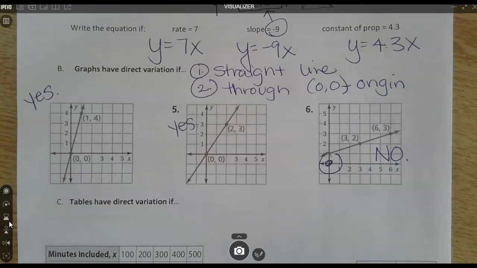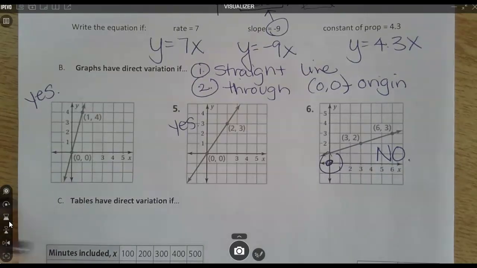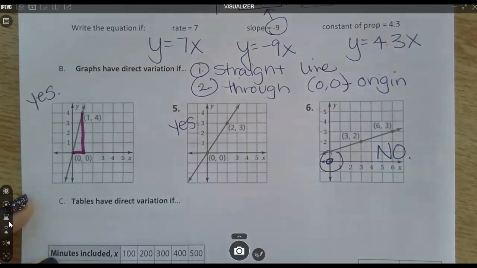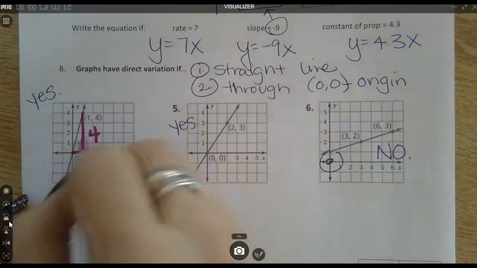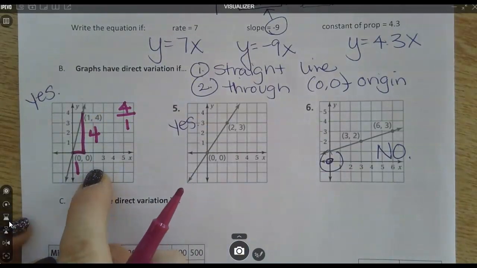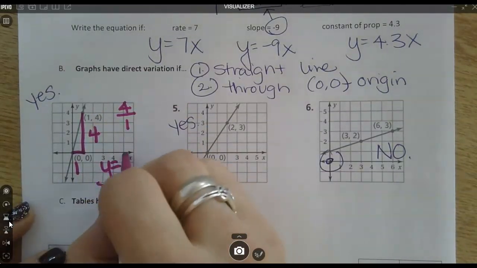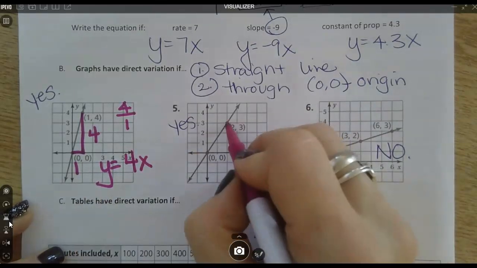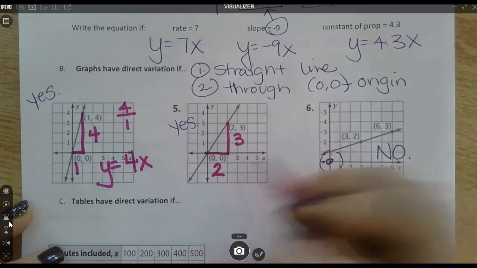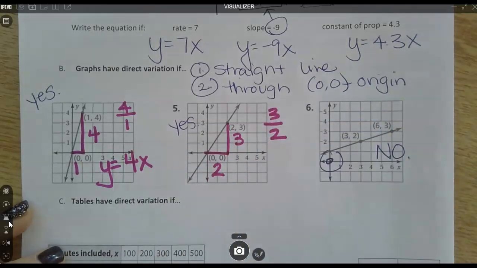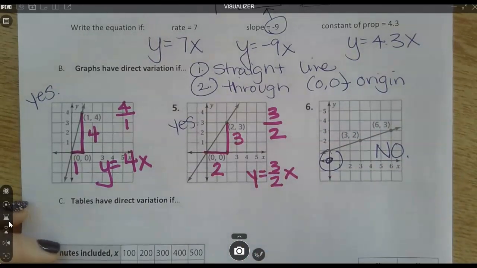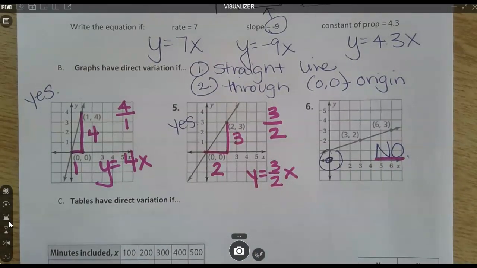Okay, and then if it is direct variation, we should be able to write the equation. So I'm going to just quickly remind us, we talked in 5.5 about how to find the slope from a graph, right? Change in y over change in x. So this one has a rate or a slope of 4. Well, I can just put that into my equation. y equals 4x. This one goes up 3 over 2. So that's a slope or a rate of 3 over 2. I can put that into my equation, 3 over 2 with an x. Okay? This one I'm not going to write the equation because it's not proportional.